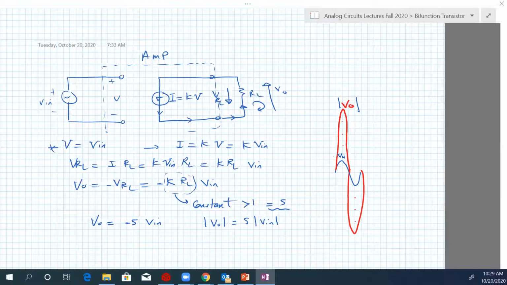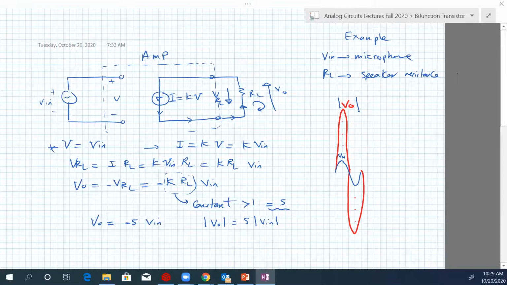Actually, in our context now, this V input might be a microphone, your mic that I'm talking to right now. And this RL, as a particular example, might be the speaker resistance. So it's the equivalent resistance of the speaker. So you can hear me, okay?